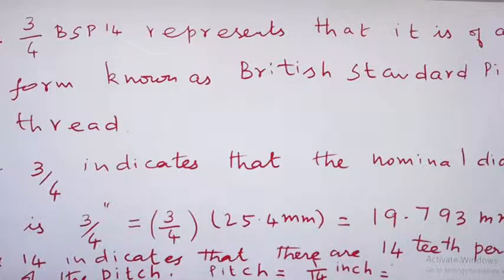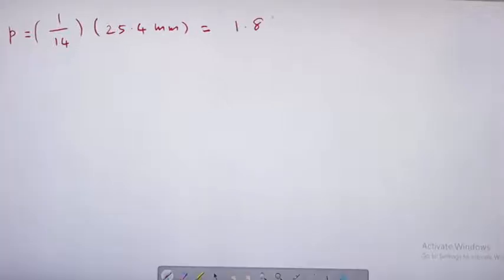So 3/4 BSP 14 represents that it is of a form known as British Standard Pipe Thread. 3/4 indicates that the nominal diameter is 3/4 inch, that is 3/4 times 25.4, 19.793 mm. Number 14 indicates that there are 14 teeth per inch, from which we can find the pitch, that is 1/14 of an inch. 1/14 times 25.4 mm is 1.814 mm. That is the pitch of the thread.